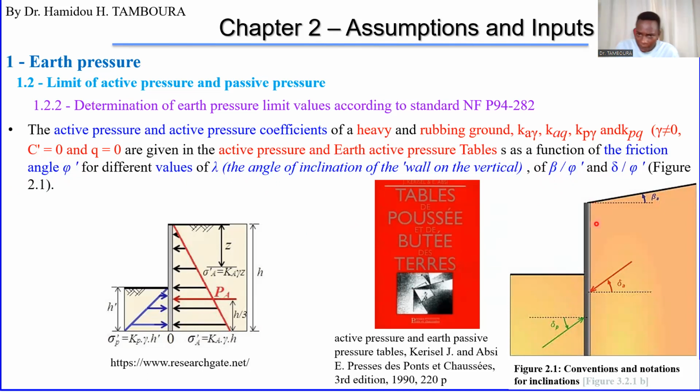Okay, almost all situations are covered in this book. You apply Ka, multiply by the gamma, the unit weight, multiply by the depth, and you get your horizontal pressure, the active one and the passive one.